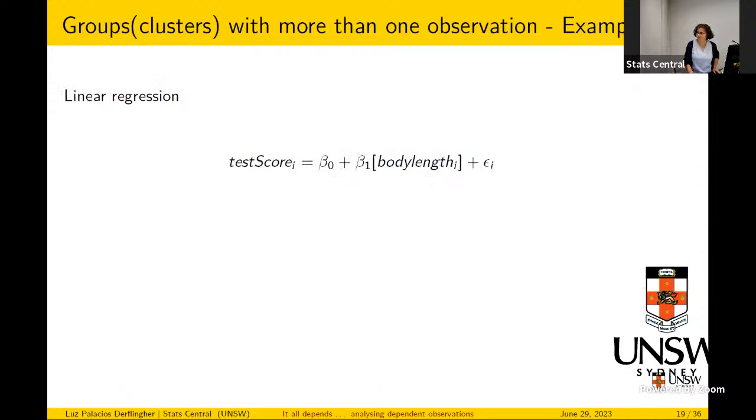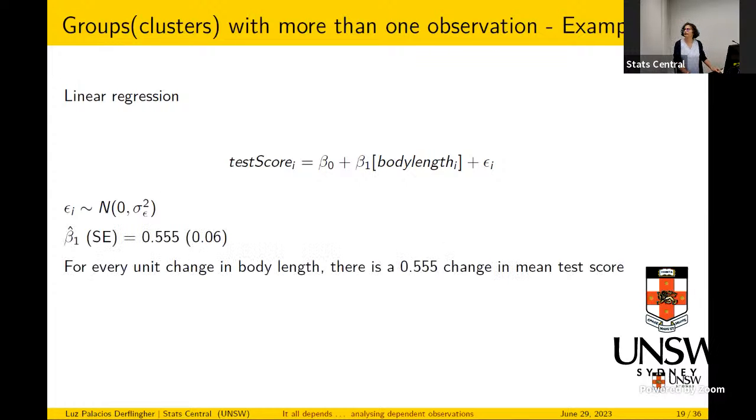We can do a linear regression, where we have our test score. Sorry for the formula, but test score is the outcome and the independent variable is body length. That's what we want to see if there's an association. And in this linear regression, we have that our error, epsilon, has a normal distribution with mean 0 and variance. If we run a model like that, we end up having this outcome. Our beta 1 hat, the estimate of our slope, is 0.555 with a standard error of 0.06.